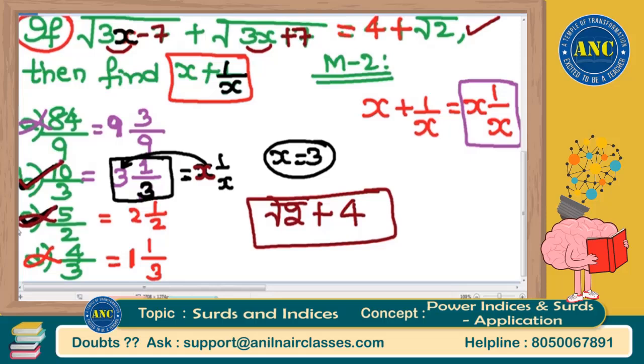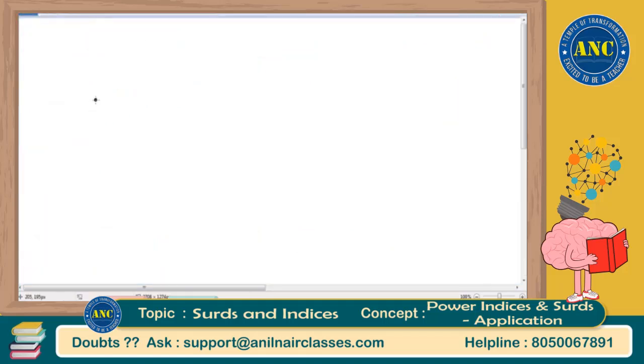You need to substitute and check it only if two options are satisfying. If two options are not of the form x1 by x, directly mark it and move ahead. How beautiful this method can be. I hope I am able to clarify my students' doubts about beautiful ways of solving the questions.